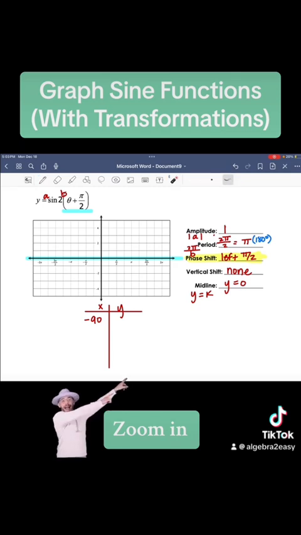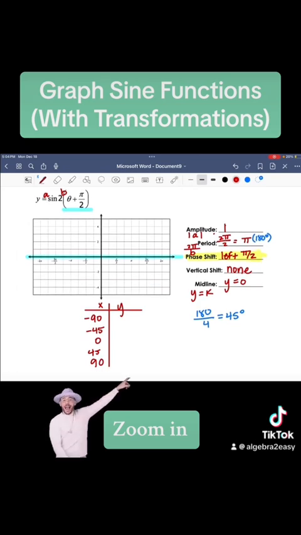To get the other 4 values in your table, you have to take your period and divide by 4. Our period is 180. So if we say 180 degrees divided by 4, we're going to get 45. So we're going to be counting by 45 degrees. So we have negative 90. Plus 45, so that's going to be negative 45. Plus 45, that's going to be 0. Then 45, and then 90.